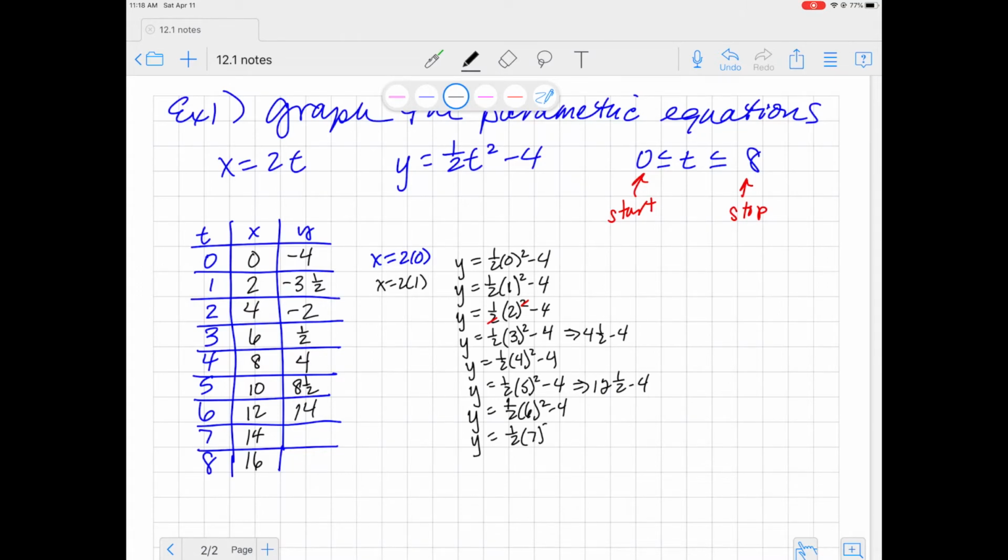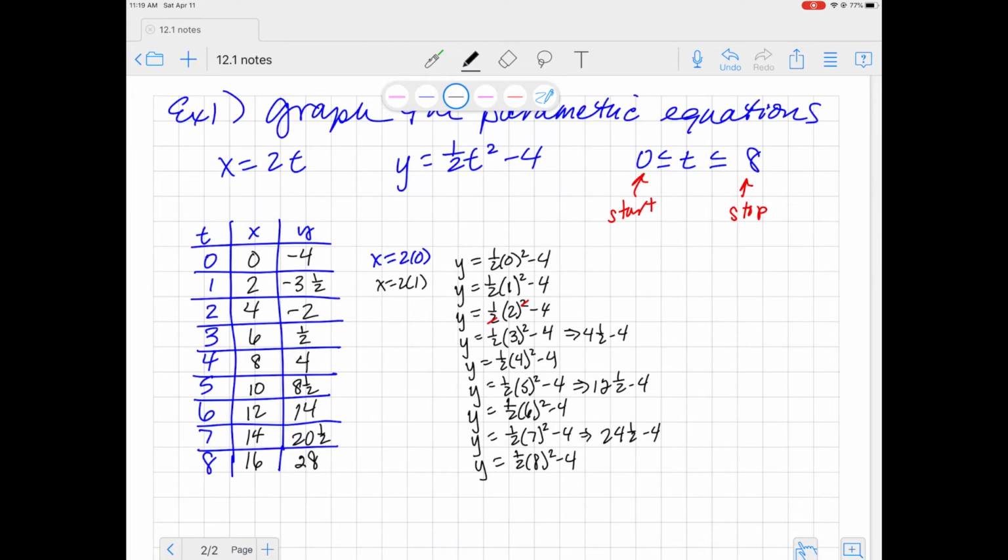1/2 times 7 squared minus 4. So 7 squared is 49 divided by 2. What would that be? 24.5? Would be 20.5. Okay. Lastly, y is equal to 1/2 times 8 squared minus 4. So 64 divided by 2 is 32 minus 4. 32 minus 4 is going to give me a 28.